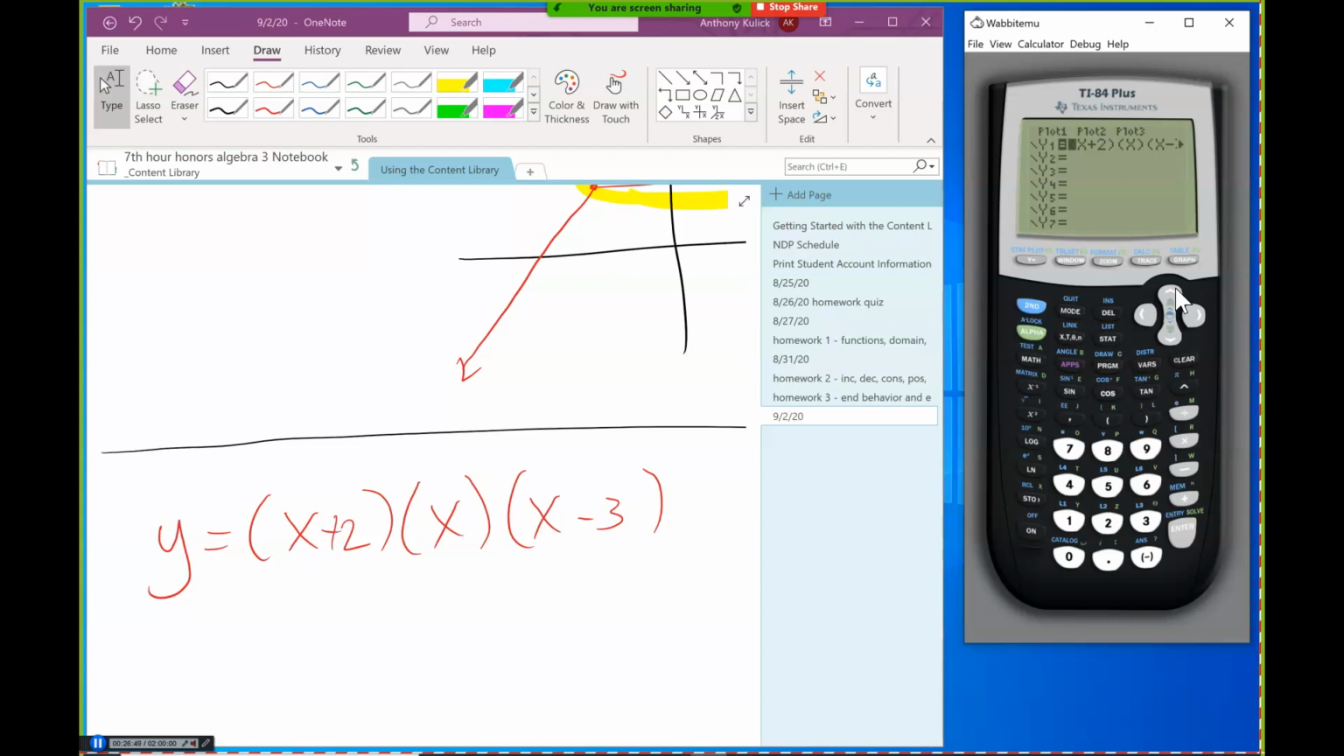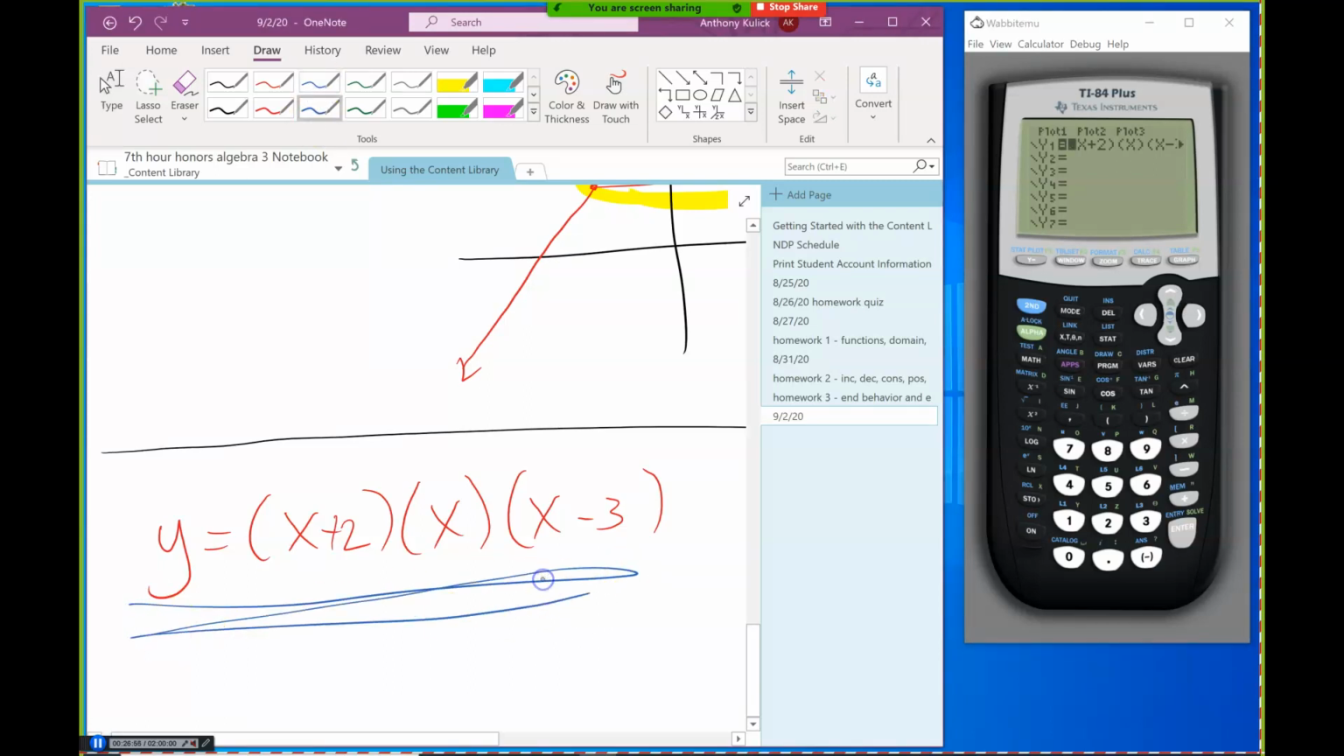Okay. So now in the Y1 spot, I'm going to type in this function exactly as it's written. My calculator's already put the y equals in there for me. I'm just going to type in the rest of it. Notice the parentheses are above the numbers 8 and 9 on the keyboard. The variable x is next to the green alpha button, kind of in the upper left-hand corner there.